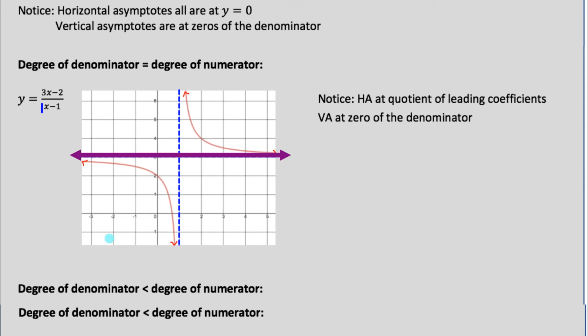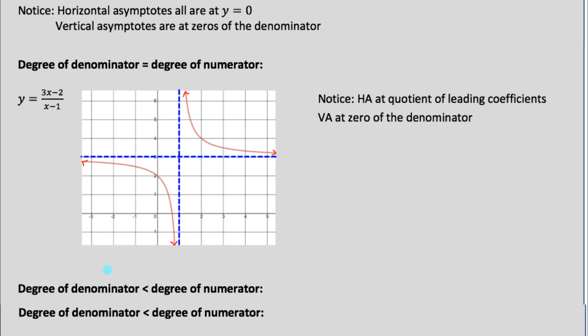But note, if the numerator and denominator are equal degree, you can find the horizontal asymptote by dividing their leading coefficients. And vertical asymptote, always same rule for that. What value of x makes the denominator 0? It would be 1. Therefore, vertical asymptote at 1.